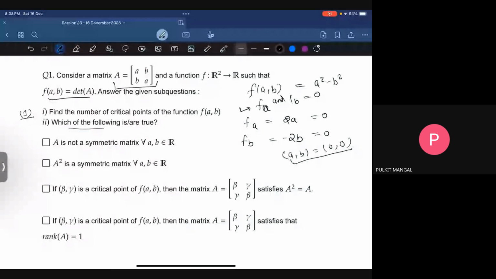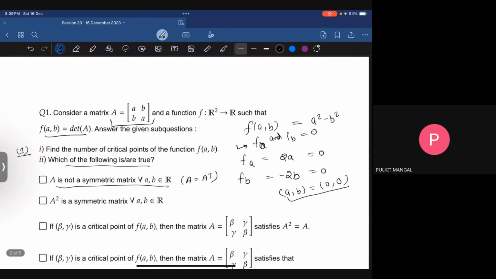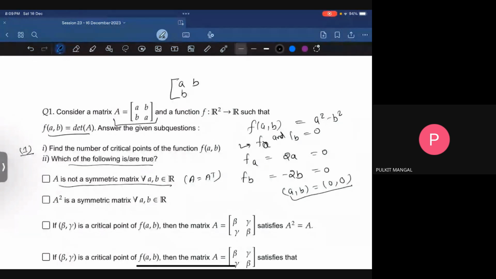Now, which of the following is true? A is not a symmetric matrix. So what is a symmetric matrix? A is equal to the transpose of A. Yes, correct. If A is equal to A transpose, then it is a symmetric matrix. So this is my A, and its transpose would also be the same, right? Transpose is just rows becoming columns and columns becoming rows. As A transpose is the same as A, A is a symmetric matrix, but here the option says not, so this option would be wrong.